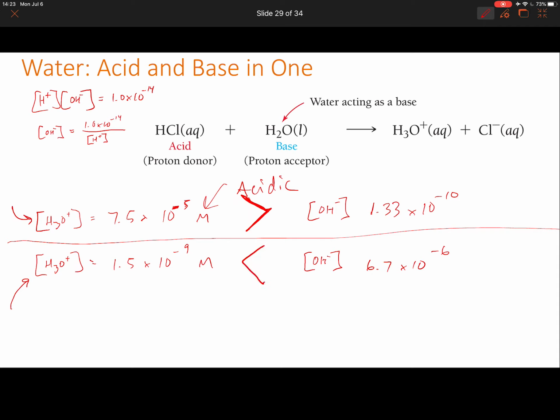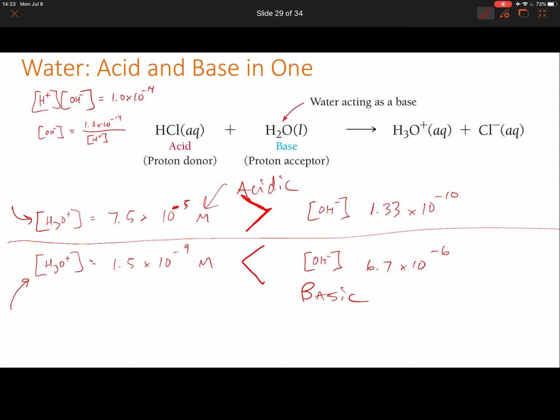Well, this is a bigger number. So whichever one's larger, right? Larger amount of hydroxide, so this is basic. So that's how we can tell if a solution is acidic or basic, by comparing hydronium to hydroxide.